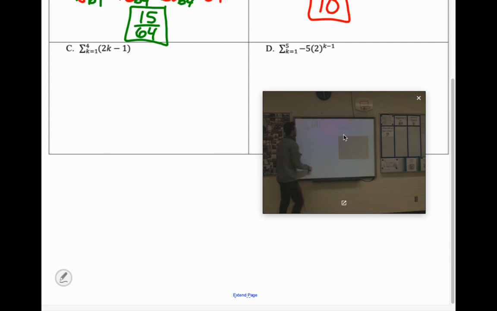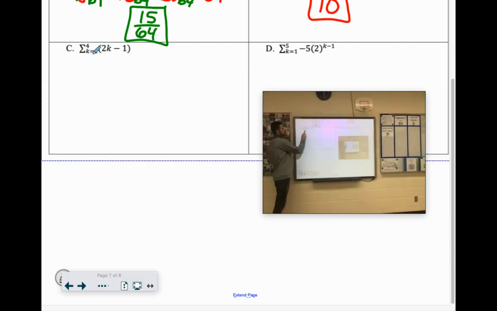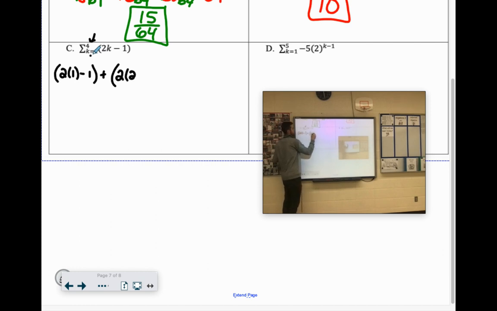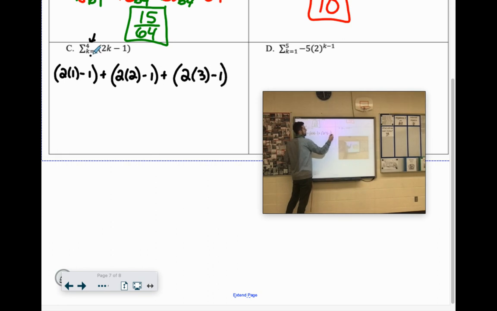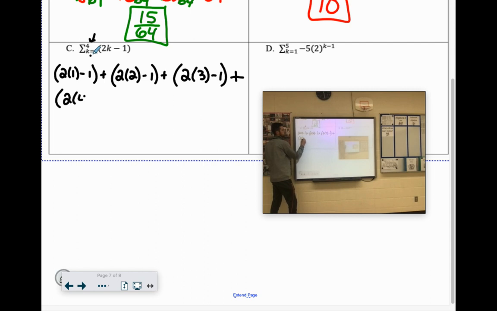Okay. We're starting at the first term. We're going to go up to the 4th term. Great. Here's our first term. 2 times 1 minus 1. Here's our second term. 2 times 2 minus 1. Third term, 2 times 3 minus 1. I ran out of room. Here's our 4th term. 2 times 4 minus 1.